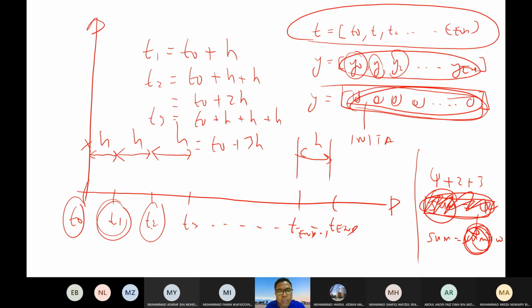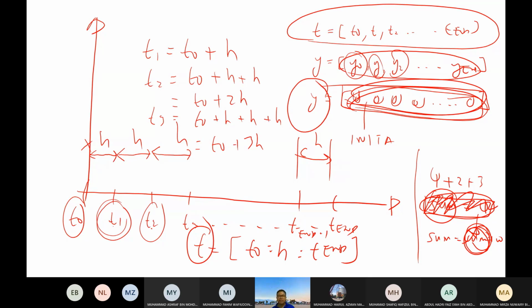Rasa-rasalah T0, T1, T2, T3 sampai Tn ni ada pattern ke tak ada pattern ni? Ada, Sir. Pattern dia tambah satu. Tambah H. Maksudnya kita boleh initialize T ni bermula daripada T0 bertambah sebanyak H dan diakhiri dengan Tn. Nampak macam mana saya buat? Saya guna constant spacing method to initialize my T and I put zeros on my Y to initialize Y. Ini yang saya nak buat sekarang.